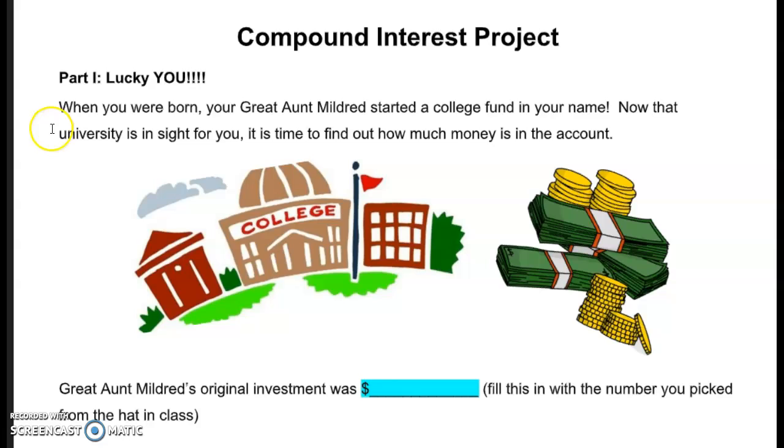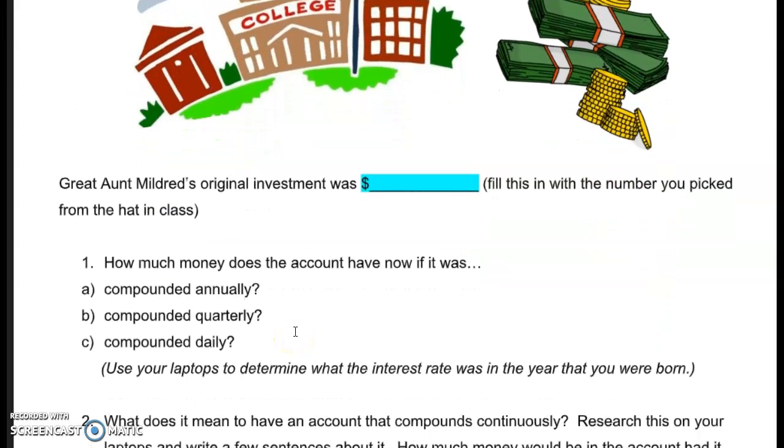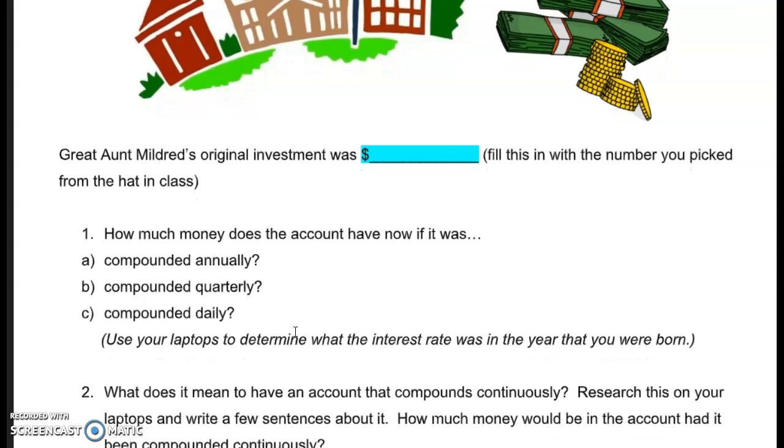So, lucky you, when you were born, great Aunt Mildred invested some money into your university fund, and you need to find out how that money's doing now, 12 years on. Your initial investment was $8,000. Now, what you need to do is find out how well your money is doing 12 years down the track. We'll use 12 because that's a nice round figure. We won't worry about the months.